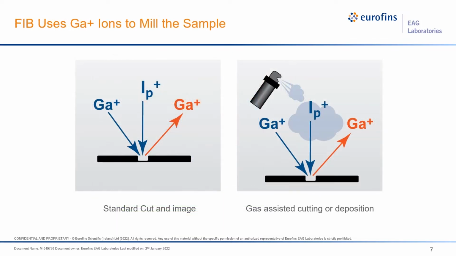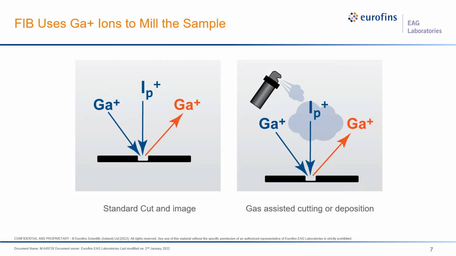All right, so we'll start. FIB uses gallium ions. It's a liquid gallium source that then sprays the gallium into a vacuum where the gallium is ionized, and then we direct that here in an incoming gallium beam. And this essentially is a micro sandblaster. We use this to very gently and in a very controlled manner remove material from a surface of a sample.